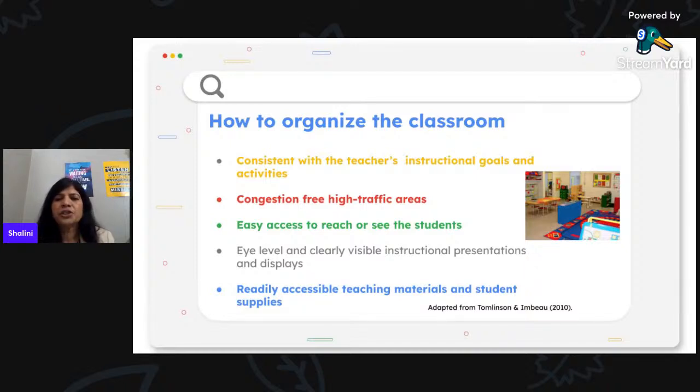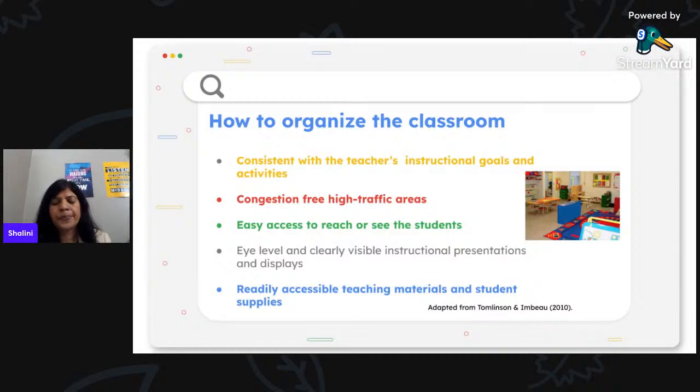The class has to be congestion free, so wherever you think the high traffic areas are, where children are going to reach out for their material or notebooks or worksheets, that has to be congestion free. So there has to be free movement and easy access to reach or see students. The teacher should be in such a place, or the furniture should be organized in such a way, that the teacher can move around, reach out to every student and see every student or group of students if they are working in a group. When you are putting up displays or presentations, they should be at eye level and clearly visible for the learners. Teaching material and student supplies should be readily accessible.